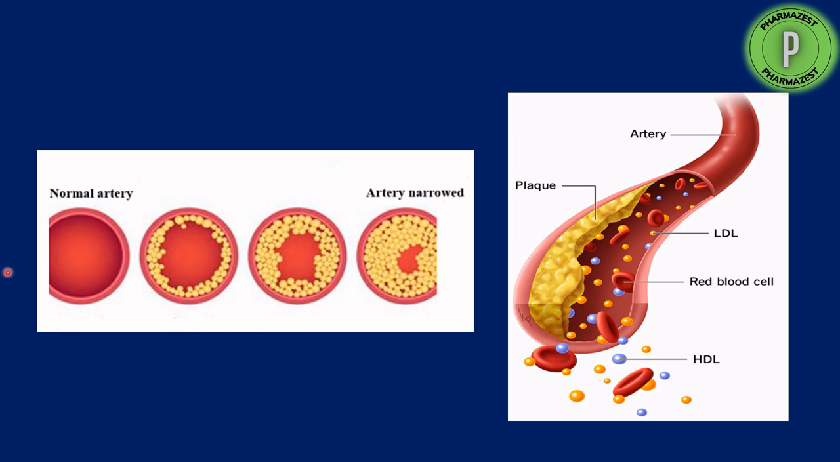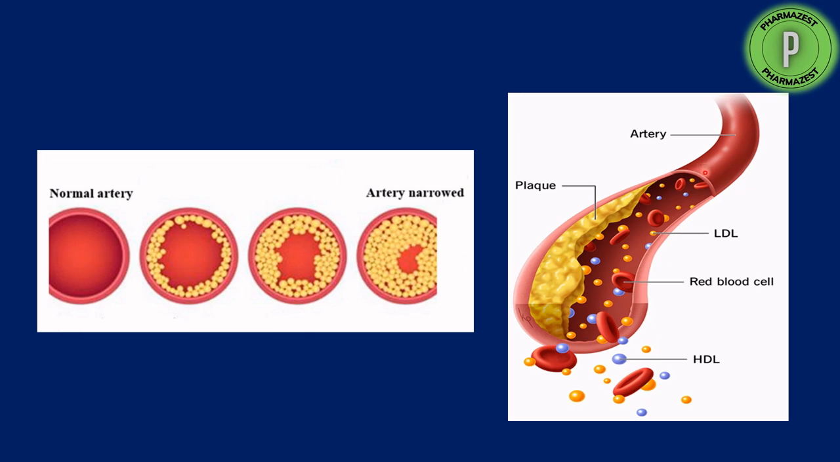So this is the normal artery. So when you see the blood supply throughout the body in a healthy normal artery, you can see it is clear. But when you are eating fat rich foods, what happens? The lipids get accumulated along the walls of the arteries, and slowly they keep on accumulating until the entire artery becomes narrow. See, you can see they keep on depositing.